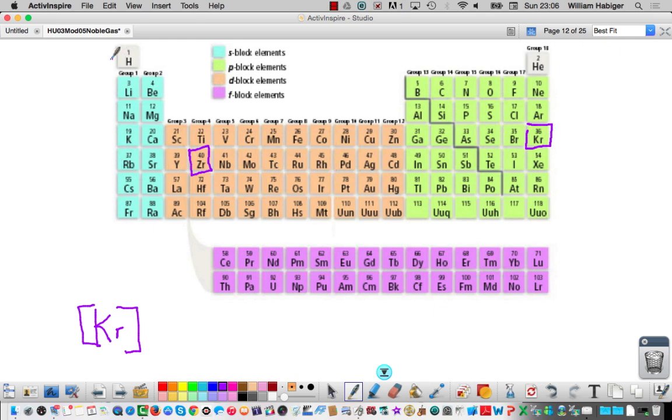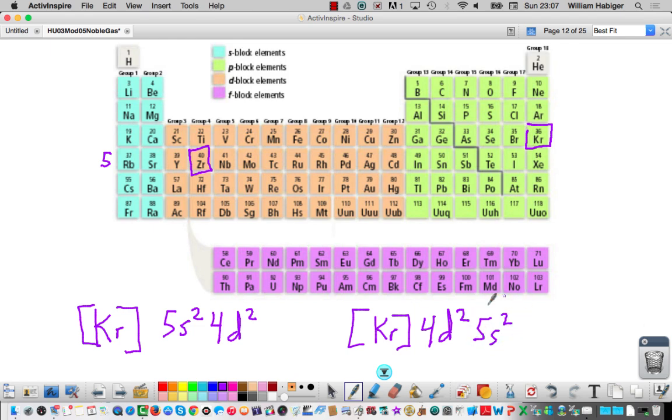So this is 1, 2, 3, 4. This is the 5th row. Okay, so it's going to be 5s2. And then zirconium right there. Yttrium and zirconium are in the 4d. So that's going to be 4d2. And likewise, we want to put it in order by the shells. So the final notation is going to be 4d2, 5s2.